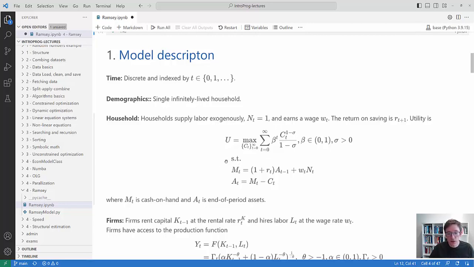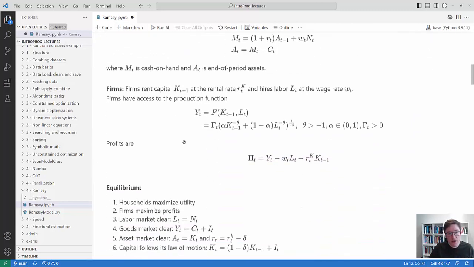And you can write the budget constraint of the households as cash on hand is equal to what you get in return on your previous end of period asset holdings. What do you get in labor income? And then given what you have on cash on hand, if you consume something, then you have less end of period assets at the end. So the households are sort of simple in this way.